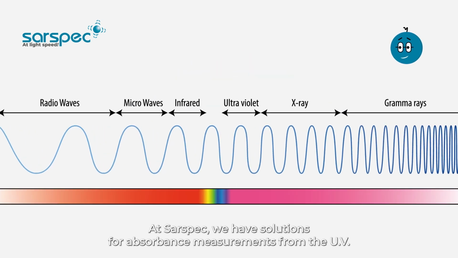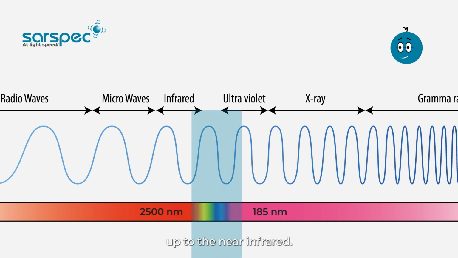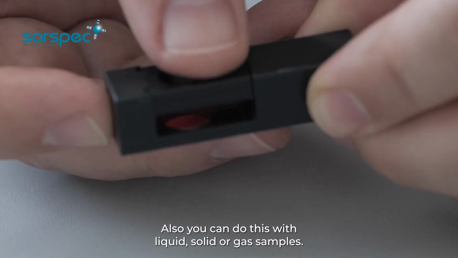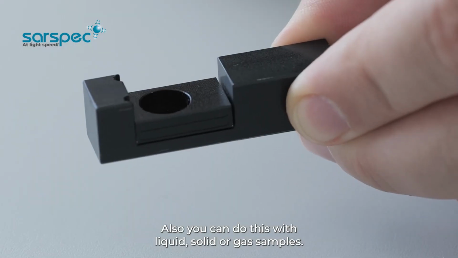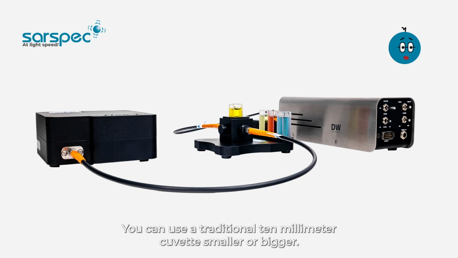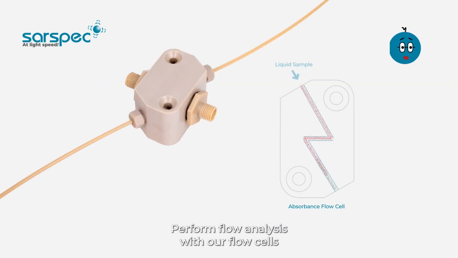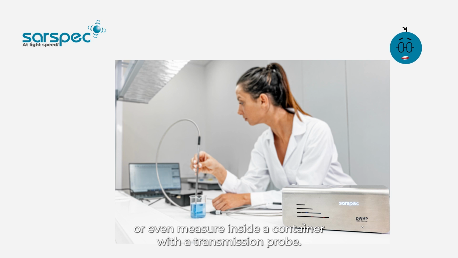At SARSpec, we have solutions for absorbance measurements from the UV up to the near-infrared. Also, you can do this with liquid, solid, or gas samples. You can use a traditional 10mm cuvette, smaller or bigger, perform flow analysis with our flow cells, or even measure inside a container with a transmission probe.